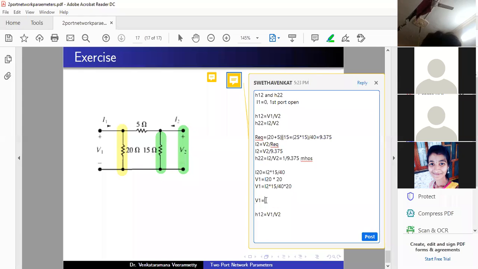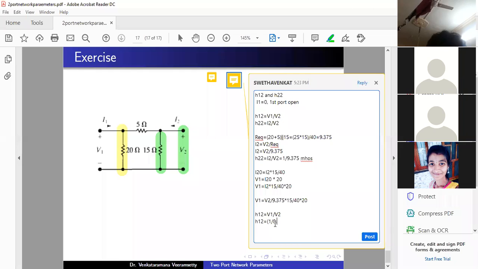Then what do we have? We have V2 divided by 9.375, that is the I2, into 15 divided by 40 into 20, right? Now tell me what is the final answer? H12 equal to V1 by V2, and V1 equal to V2 into something. So V1 by V2, finally H12 is equal to 0.8.